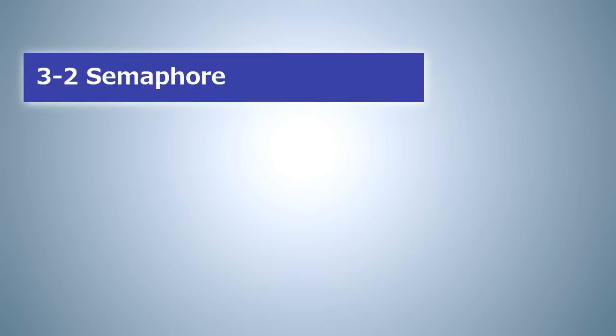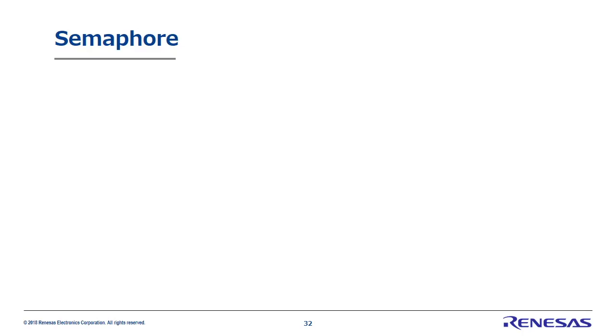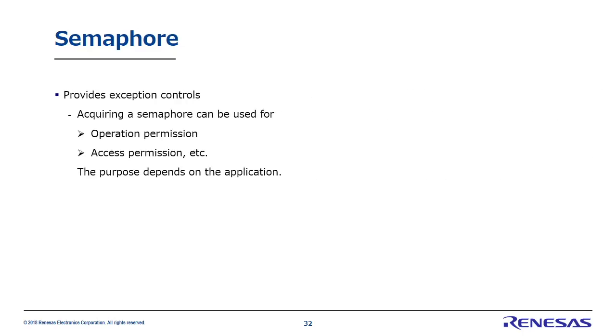Next up is the Semaphore API. So what is a semaphore? Semaphores are used for exception control in shared memory access and other features. For example, when accessing shared memory, an application can use an API to request a semaphore from the RTOS.